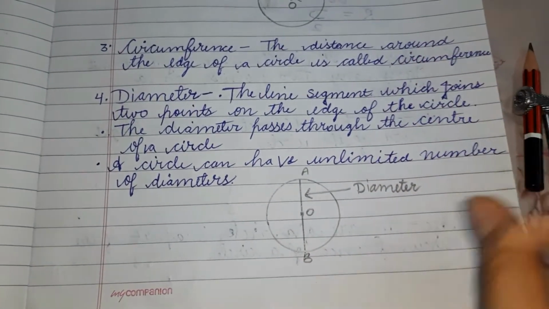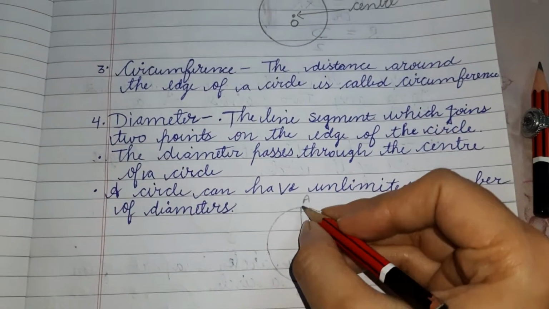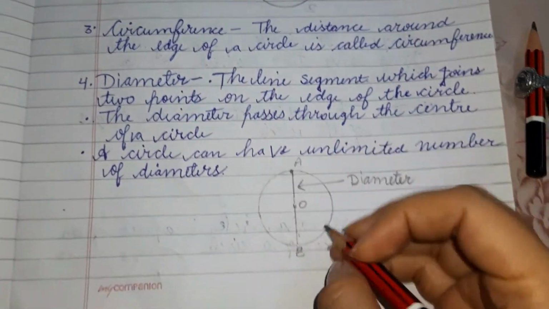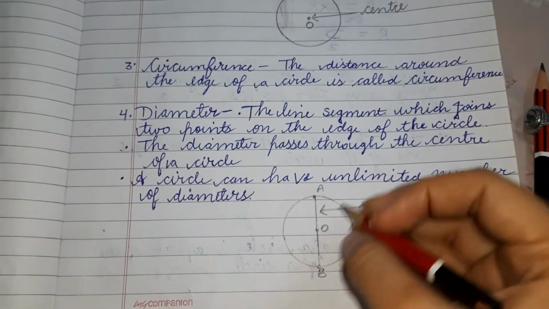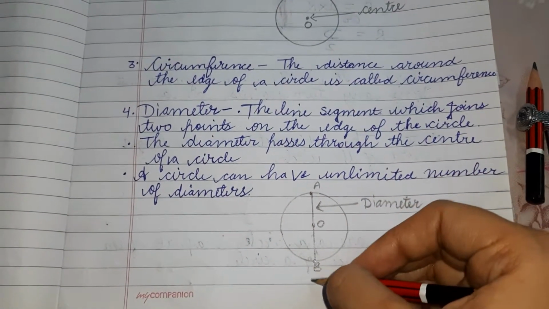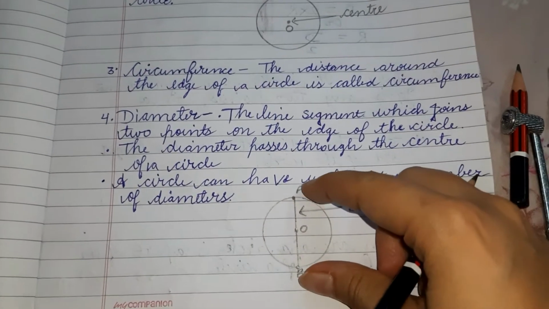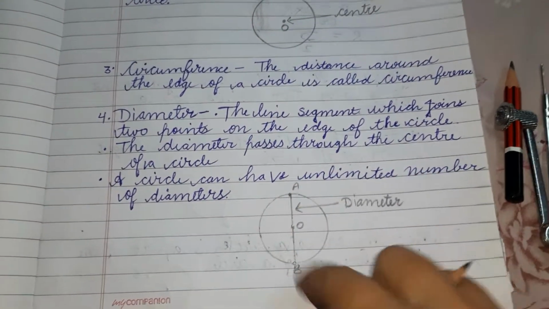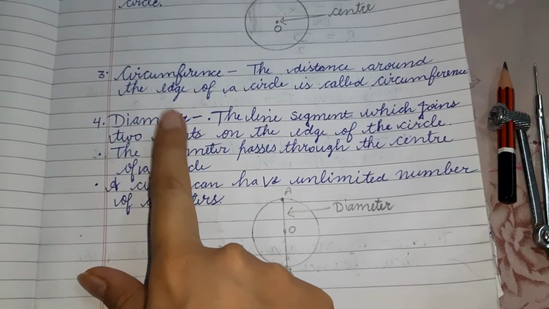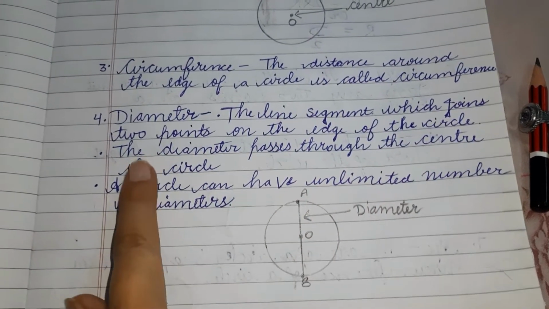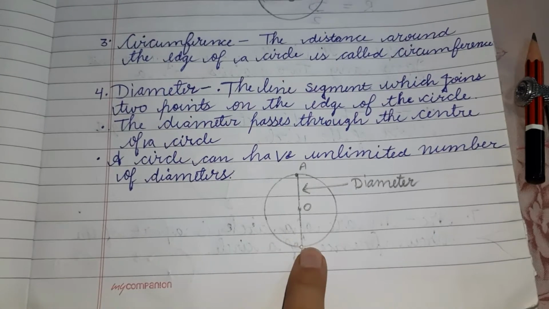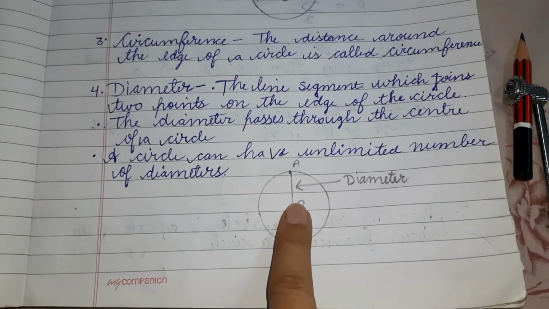So what is the diameter? If I join any two points A and B on the edge of the circle, this line segment AB which is obtained will be known as the diameter of the circle. So you can see children, diameter passes through the center of a circle. It always will pass through the center of the circle.